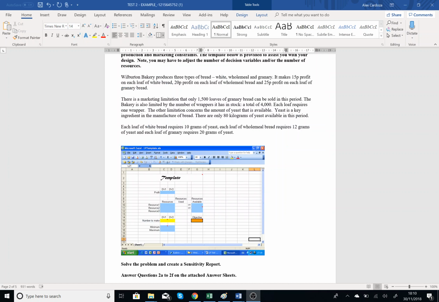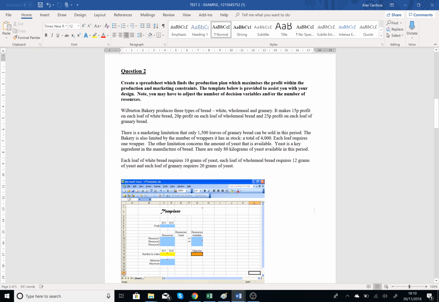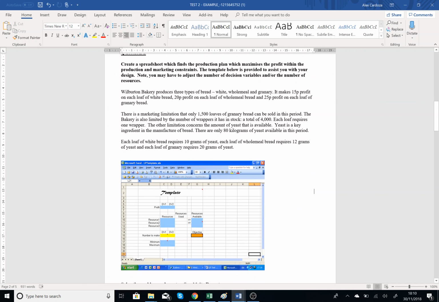Alright, so this is another one of those ones where it's asking you to look at the sensitivity, I mean basically looking for the optimal production schedule. As it asks you to create a spreadsheet which finds a production plan which maximizes the profit within your production and marketing constraints, the template below is provided to assist you with your design.